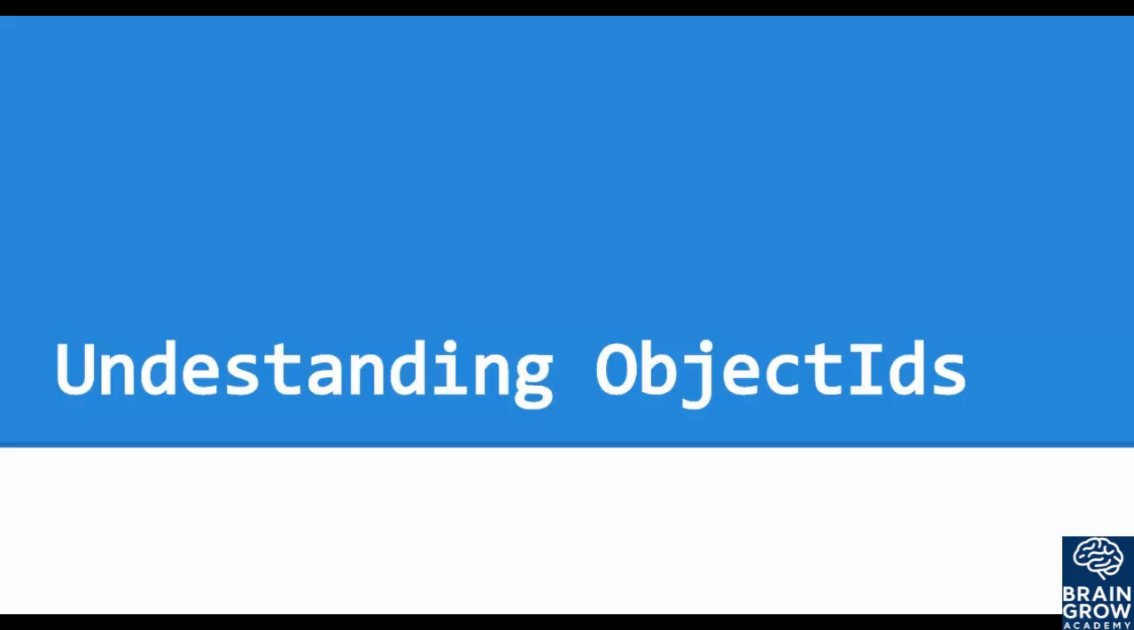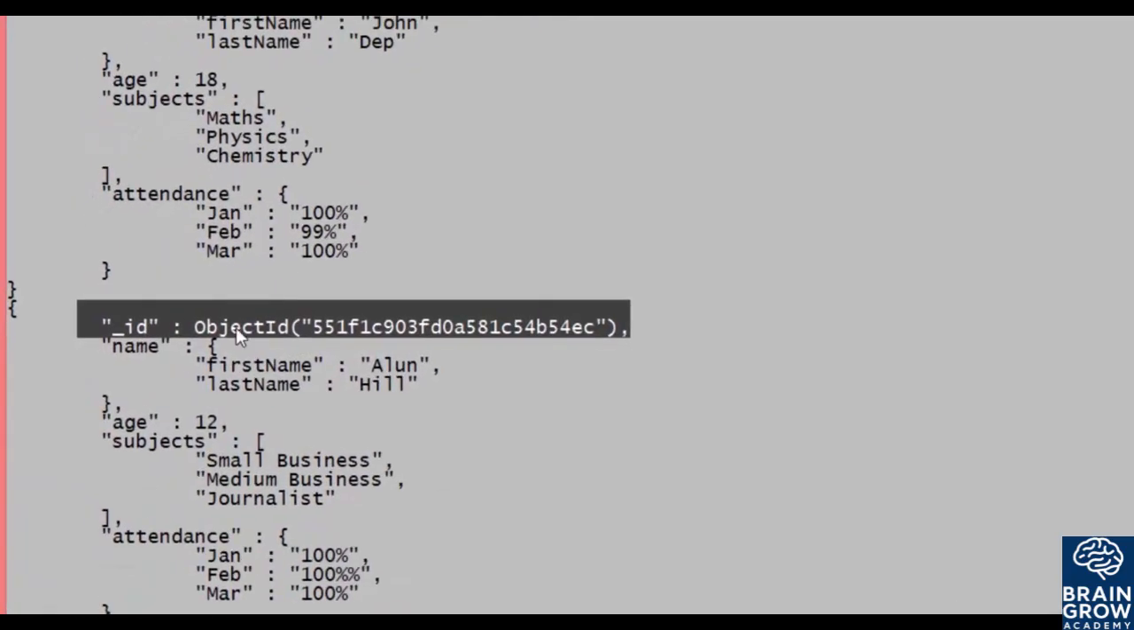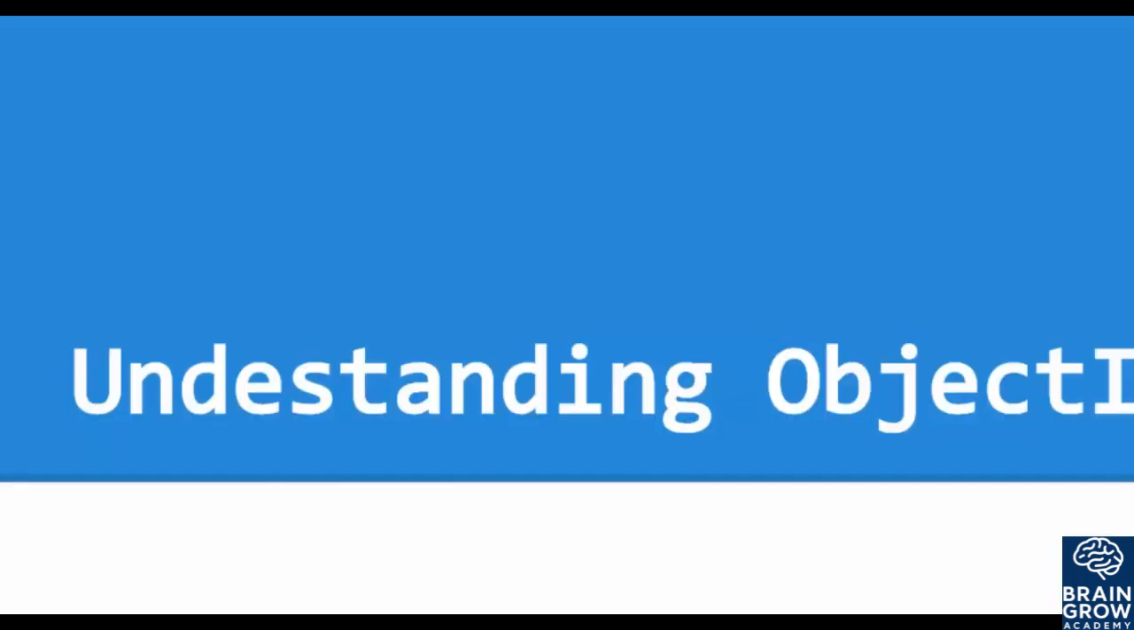Let's look at the object ID field. This is the object ID, which is a combination of some very random numbers and alphabets. It's not very understandable, so we'll learn what this is.